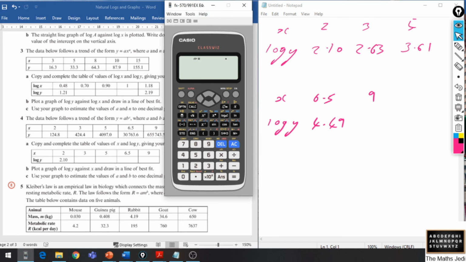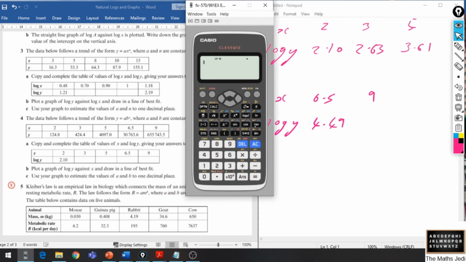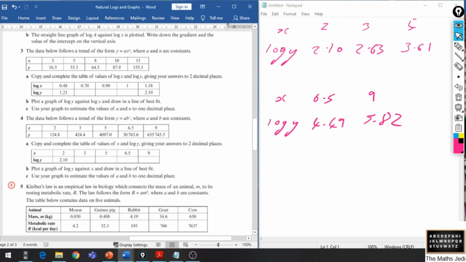And then finally, log base 10 of 655,743.5, and that will give us 5.82. Okay, that's all the values. You'd have a table, that's fine.